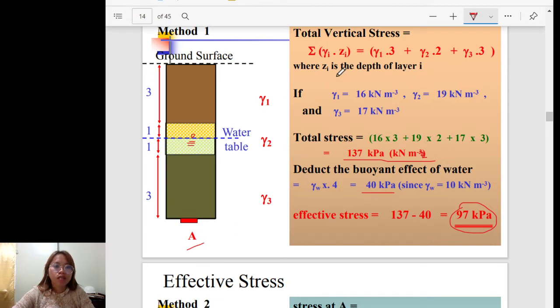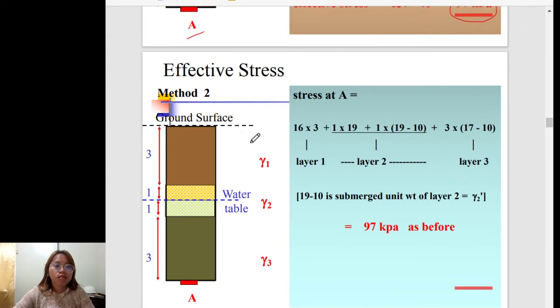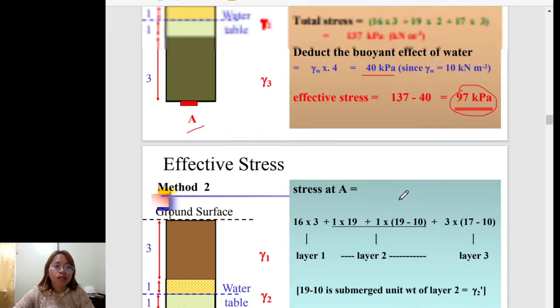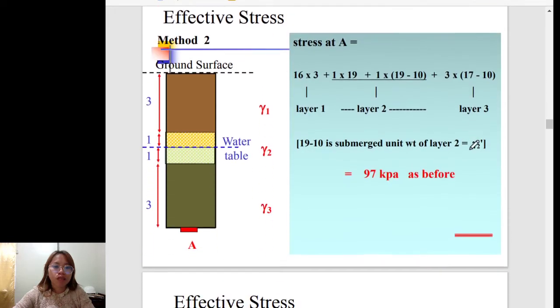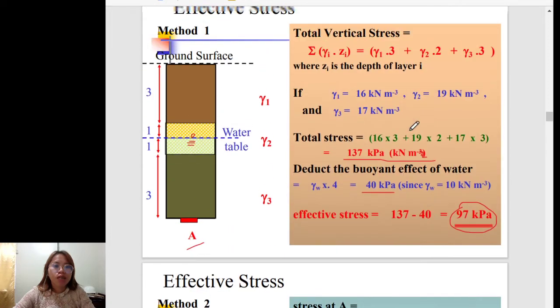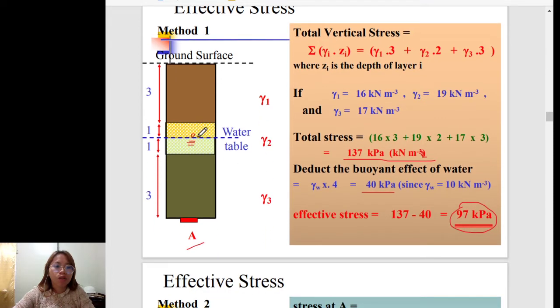How about method 1? How about method 2? What did it do? So the same figure and the same given, the same given unit weights of different types of soil. But it subtracts the pore water pressure, the effect of water, already. Remember that the effect of water is this portion of gamma sub 2 and half of this one and gamma sub 3, since there is water here.